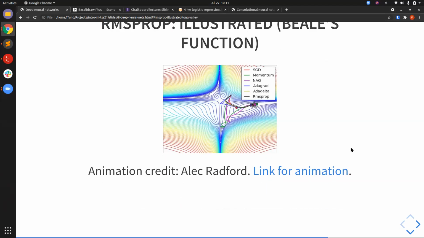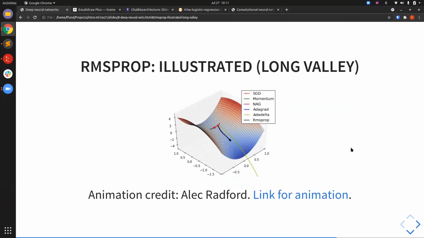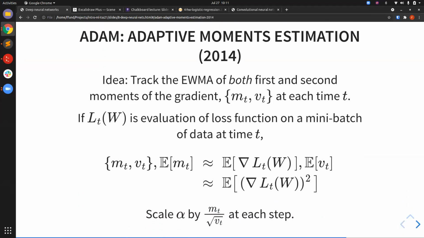Now we'll mention one more optimizer, which is called Adam. Adam is a similar idea. It uses the weighted moving average of the mean of the gradient and also the variance of the gradient. So at each time step, it computes the first moment and the second moment of the gradient, and it uses those to scale the learning rate. So it's similar to RMSprop in that way, in that we're scaling the learning rate at each step.